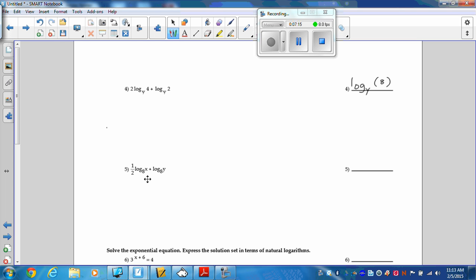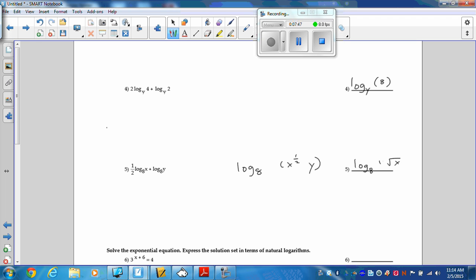Okay, in number 5, there's actually 2 rules here. We have the product rule, so we're going to go log base 8 of x and y, but you see that there's a 1/2 in front of the one with the x, so this has to be to the 1/2 power. And another way to write that would be log base 8 of the square root of x times y.